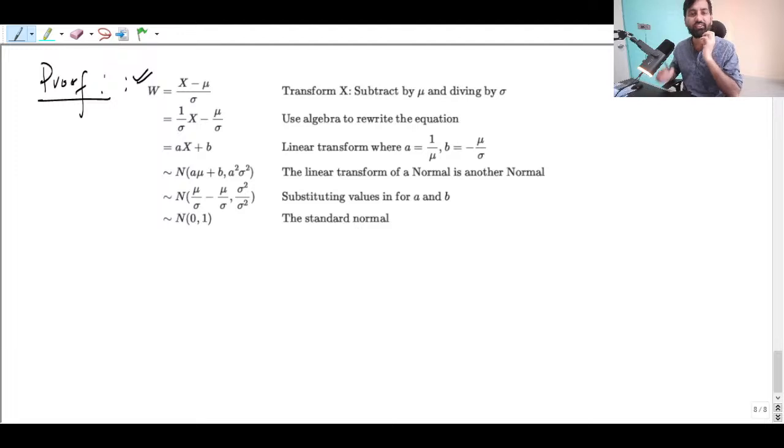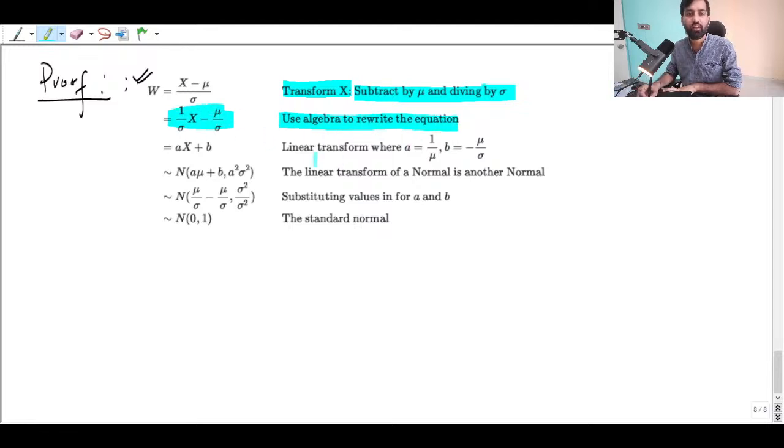So this is the first step: to convert any normal random variable to X minus mu by sigma, you have to transform X, subtract mu and divide by sigma. Then use algebra to rewrite the equation like this, as a linear transformation, where A is nothing but 1 by sigma and B is nothing but this. So you can find the mean and the variance. This is the mean and this is the variance.